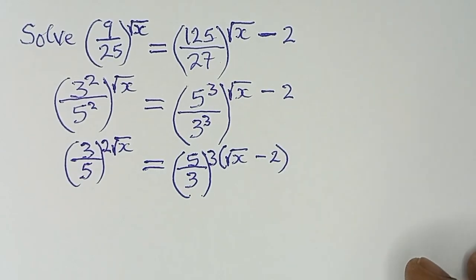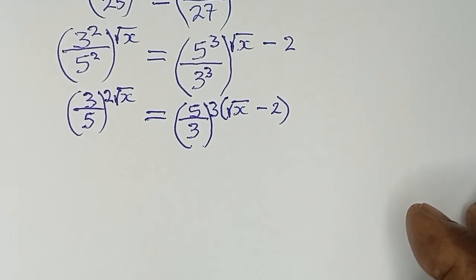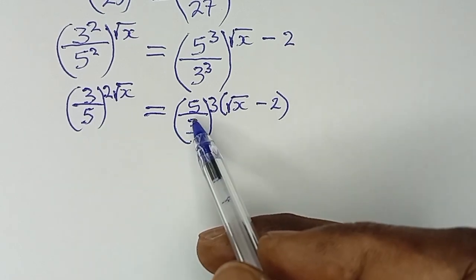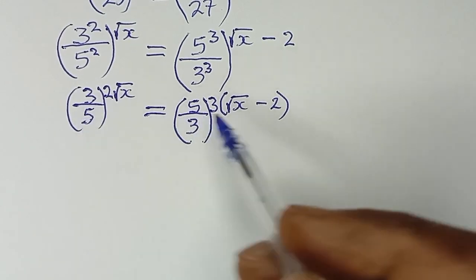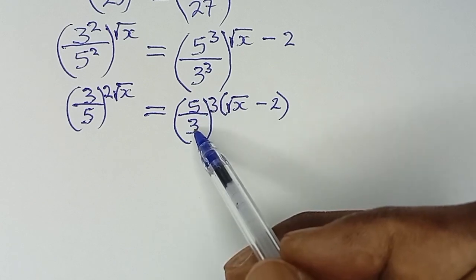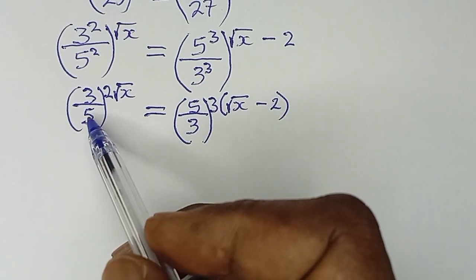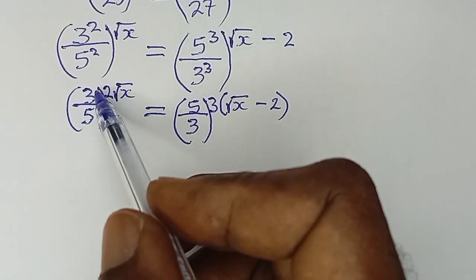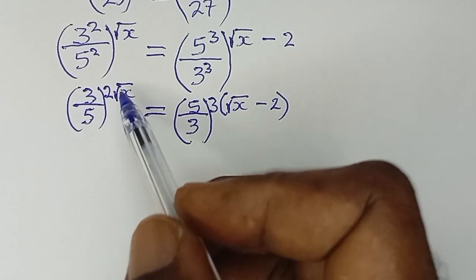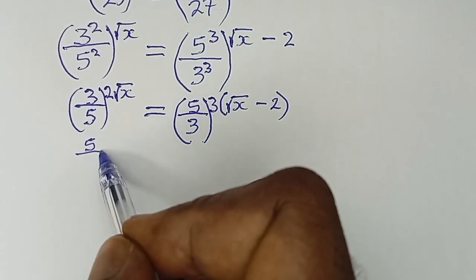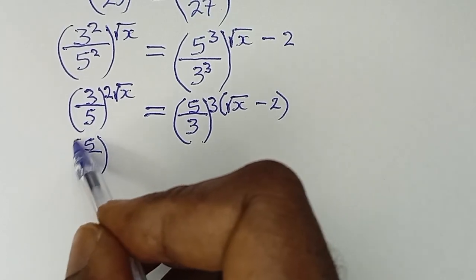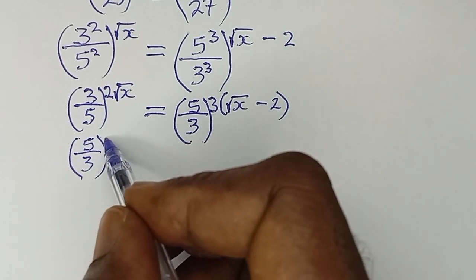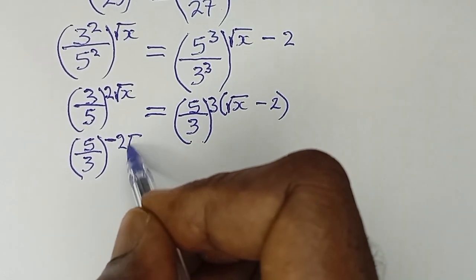So for us to simplify this further, we need to see how we can make these two bases equal. This is 3 over 5, and this is 5 over 3. I can decide to make this 5 over 3. That is, take this 5 up and bring this 3 down. When I do that, I introduce a negative sign to the power. Because I've inverted it, I'm going to make this power negative. So it becomes −2√x.